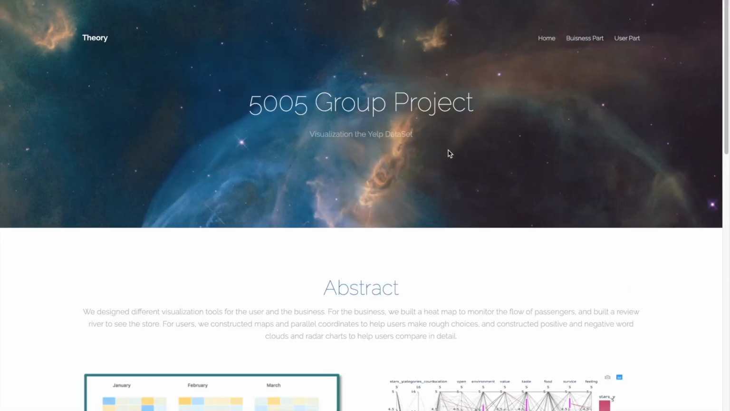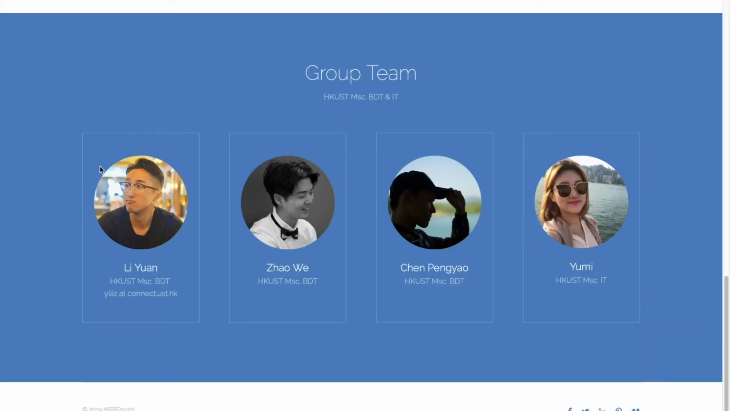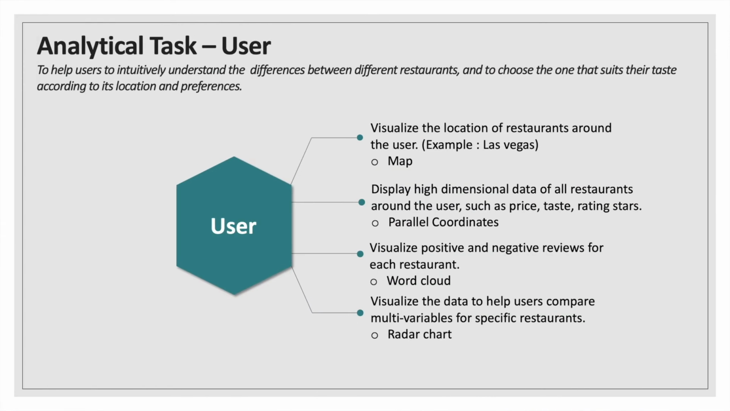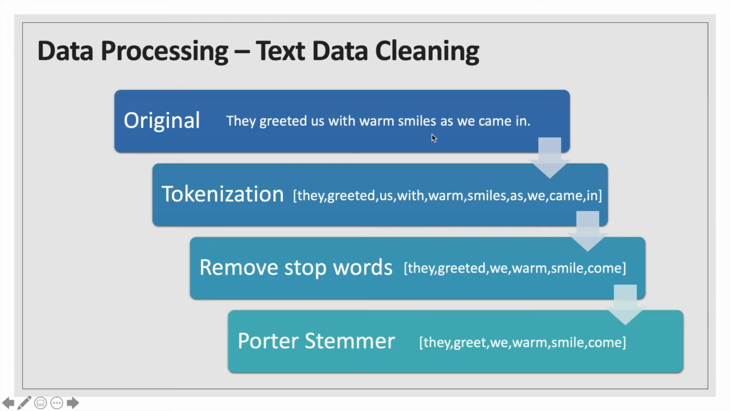Hello everyone, my name is Li Yuan and I am the group leader of this project. And now I will introduce the second part of our project. In the second part, we want to help users to intuitively understand the difference between the different restaurants, to help them make choices and compare the restaurants easily. And we use 4 plots to realize it.